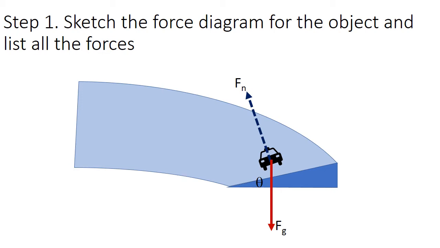So in order to solve this problem, we gotta break it down into steps that we're gonna have to solve. So the first step is to sketch the force diagram for the object and list all the forces. So in this case, the car experiences two forces. And the first force is the gravitational force, or Fg, as shown down here, that always faces the center of the Earth. And the second force that we have is the normal force, that will always be perpendicular to the surface that the object will be traveling on.